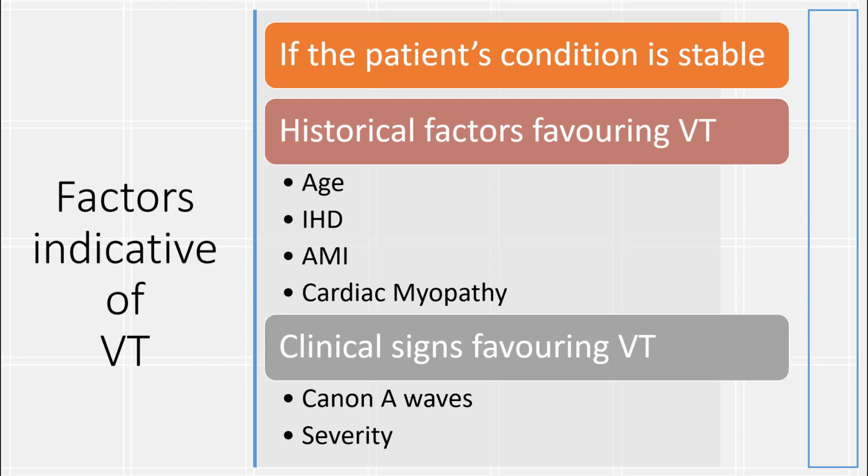The clinical signs that favour ventricular tachycardia are the presence of cannon A waves. Now, these are an irregular jugular pulsation. It's caused by ventricular contractions occurring when the AV valves are closed, and thus the irregularity of this, plus their presence, will indicate AV dissociation and a greater likelihood of VT.